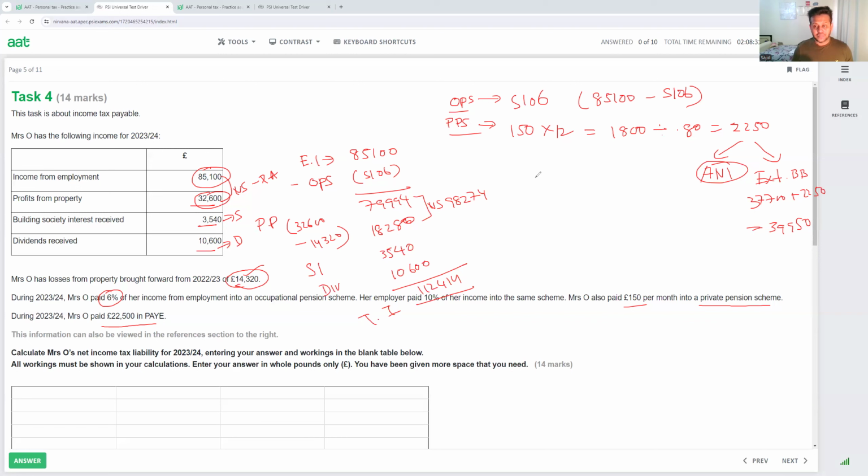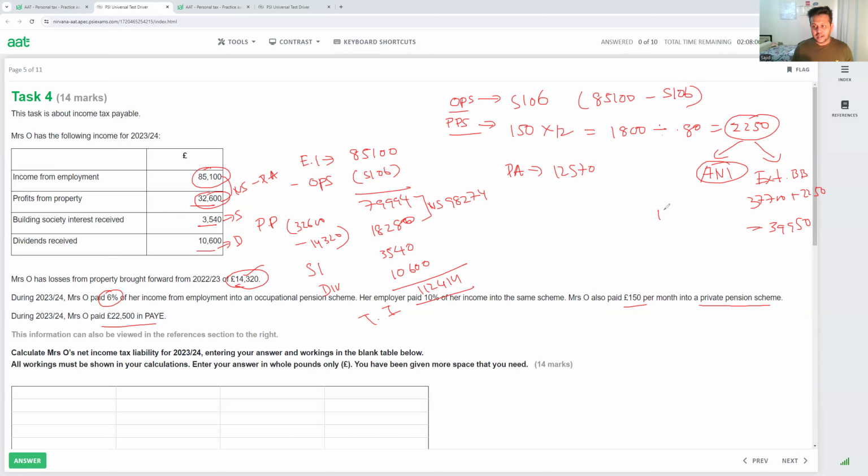So let's try to calculate how much personal allowance we'll have. Normally, my personal allowance is 12,570. From here, I need to see how much I can use it. It will be reduced by any excess amount if I earn more than 100,000, but it has to be adjusted through the PPS. So let's have a look. The PPS is 2250.